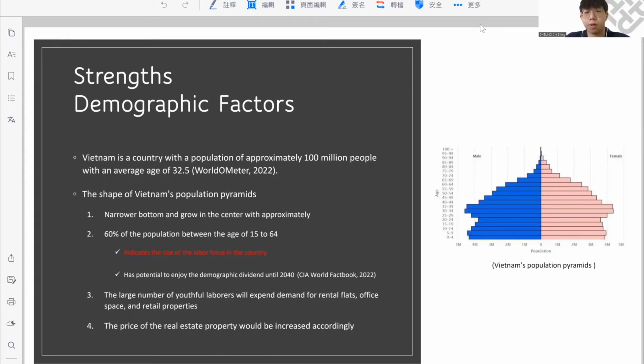Vietnam's economic growth rate will benefit from the demographic dividend. The large number of young people will expand the demand for retail space, office space, and rental property. Meanwhile, the price of real estate property will increase accordingly. This is an ideal investment option for investors.